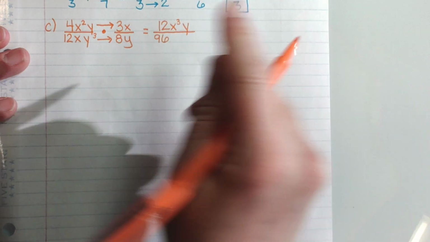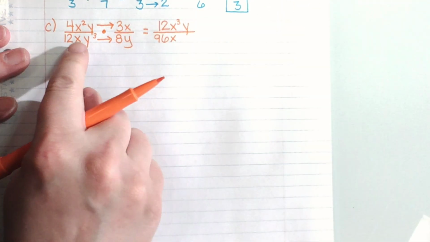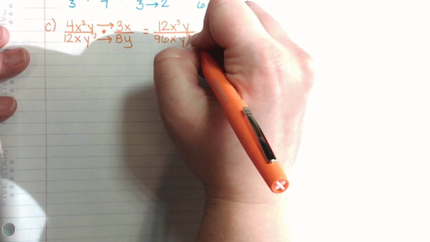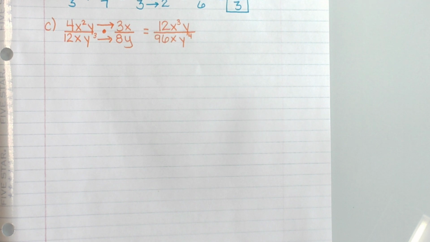96. I got an x. I got a y cubed and a y. Y to the fourth. And then I simplify.